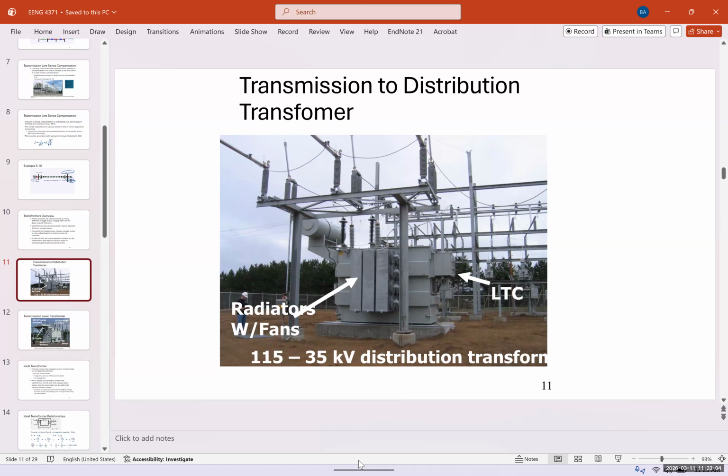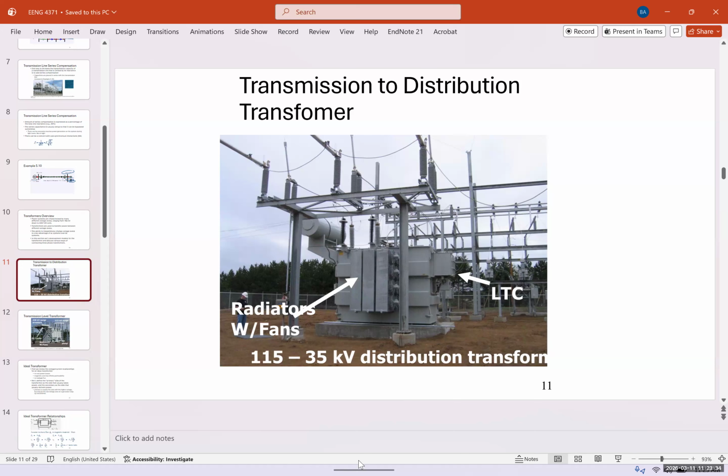Usually, we have a primary side and a secondary side, and we show them with V1 and V2, or VP and VS. V1 being the primary side and VS, or V2, being the secondary. You've all seen transformers. This is a 115 to 35 kilovolt distribution transformer.